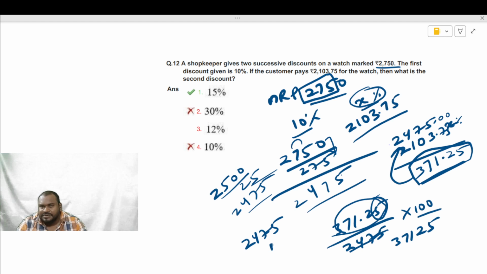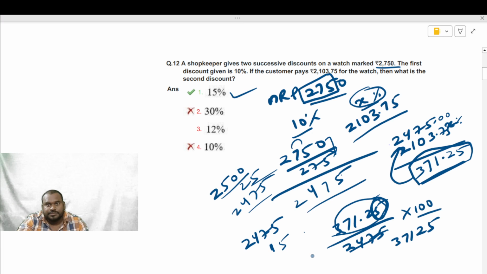Now I'll verify with the first option, 15. Without multiplying, I can say the answer is 15. How? 5 into 5 is 25, so the number should end with 5. As per the other options, it ends with 0, because 0 into 5 is 0, but I need to get 37125, which does not end with 0. So I don't even need to multiply with 15. But if I multiply, I'll see what I get.